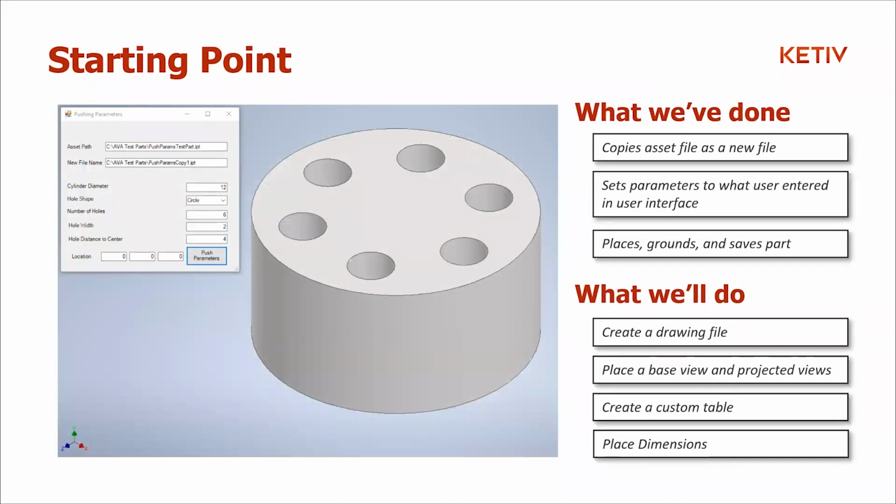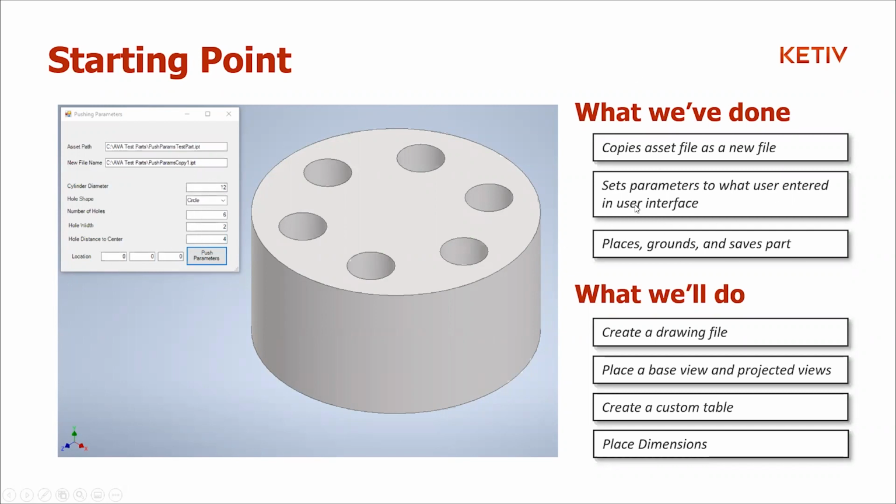So let's talk about our starting point. In our last training on pushing parameters, this is where we ended. We had an application with this form where the user could input an asset path for where their template part was saved and its name, and then also a new file name that they wanted to copy that to, and then how they wanted to change the parameters and location within an assembly.